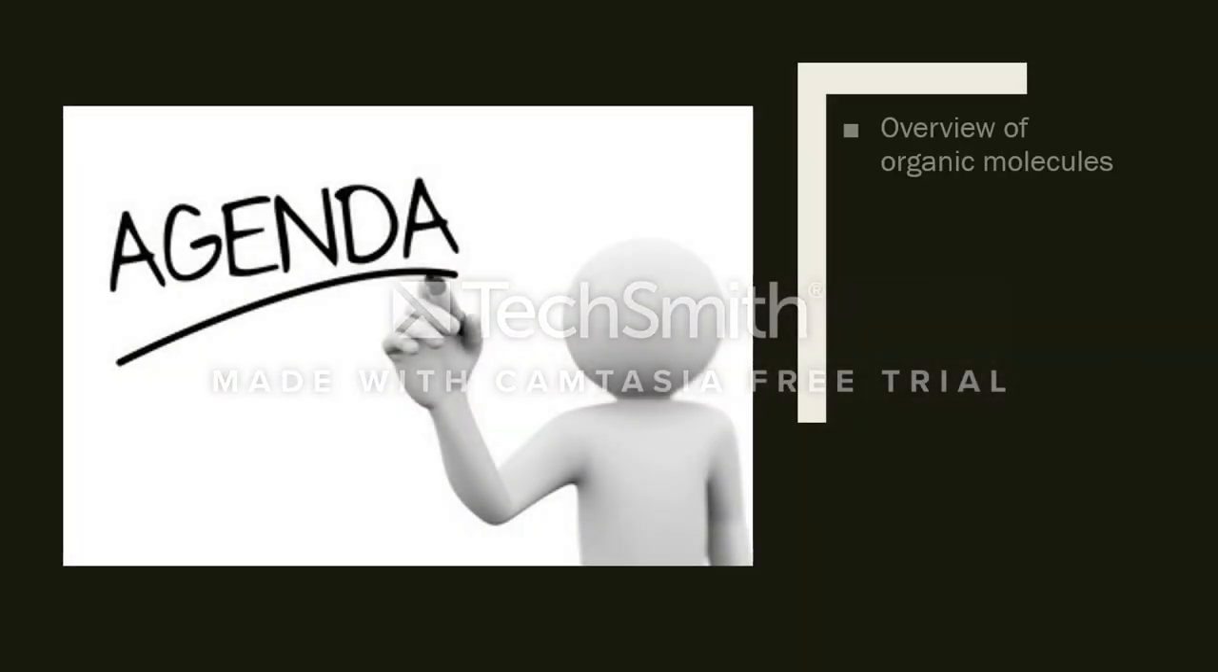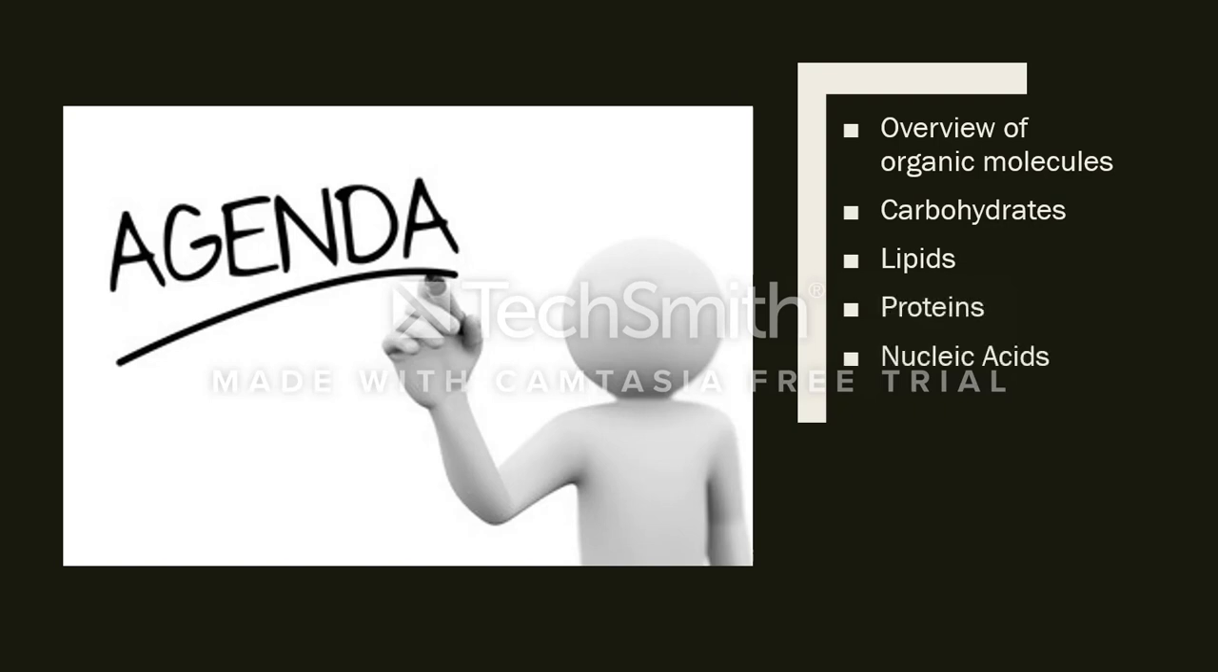Alright, so a quick agenda for the day. We're going to do a quick overview of what organic molecules actually are. And then we're going to dive deeper into the four main groups, which are carbohydrates, lipids, proteins, and nucleic acids, and then we're going to have a quick little wrap up on everything we covered today.